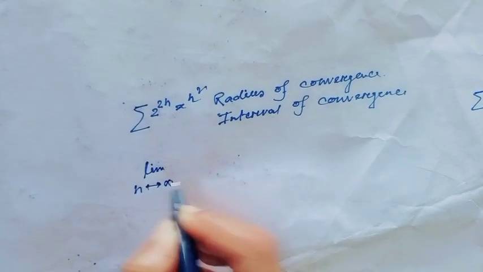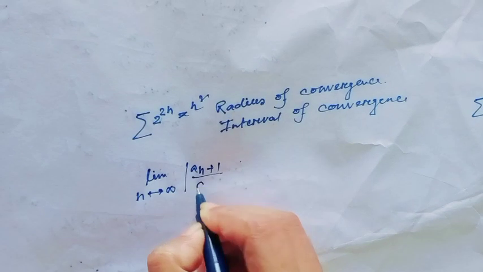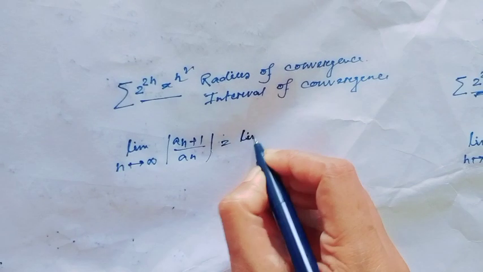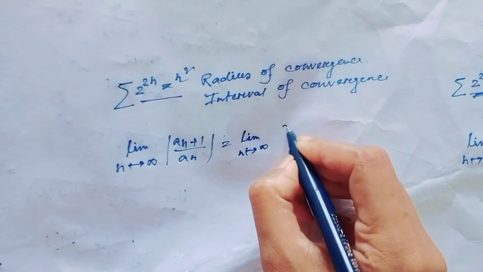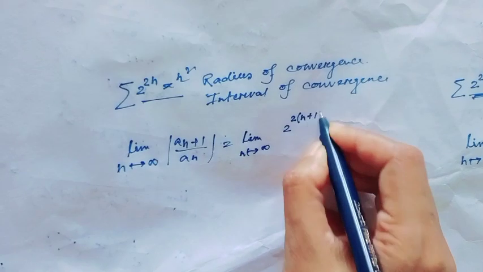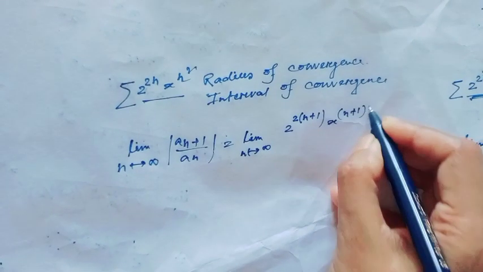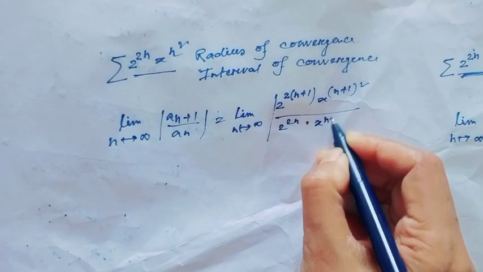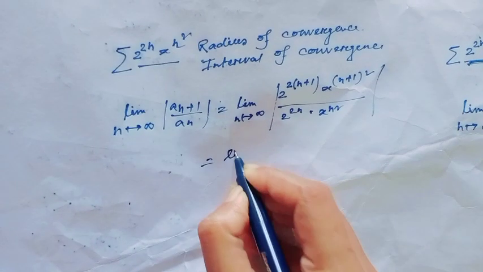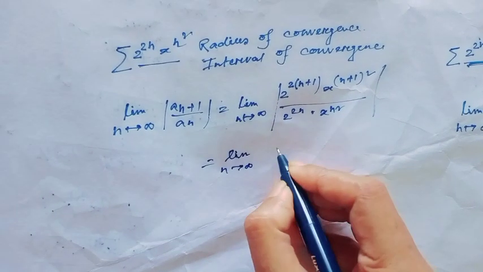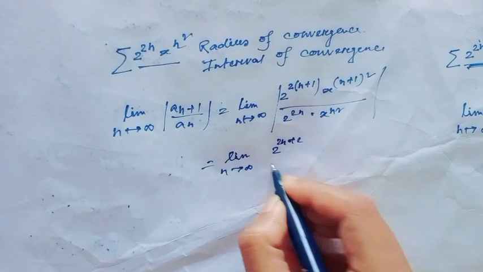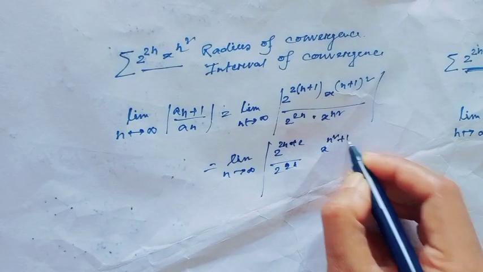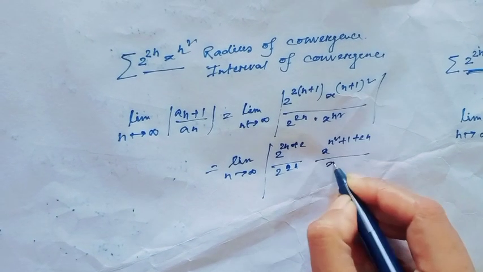Limit as n goes to infinity of a_(n+1) over a_n, where a_n means this whole term. Then this would be the limit as n goes to infinity of 2 to the power 2n plus 1, times x to the power (n plus 1) whole square, over 2 to the power 2n times x to the power n square. Then this value would be the limit of 2 to the power 2n plus 2 over 2 to the power 2n, absolute value, times x to the power (n plus 1) square over x to the power n square.